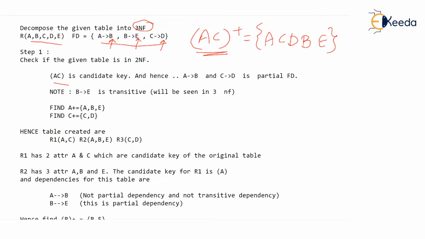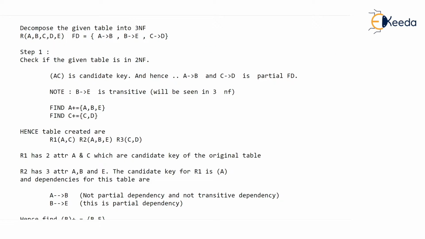If AC is the only candidate key, and I am not going into that discussion now, then A determines B is a partial dependency, and C determines D is a partial dependency. But B determines E is not partial because the left hand side is not part of the candidate key. B determines E is transitive and will be seen while we convert the table into 3NF. But first of all, this table is not in 2NF itself.